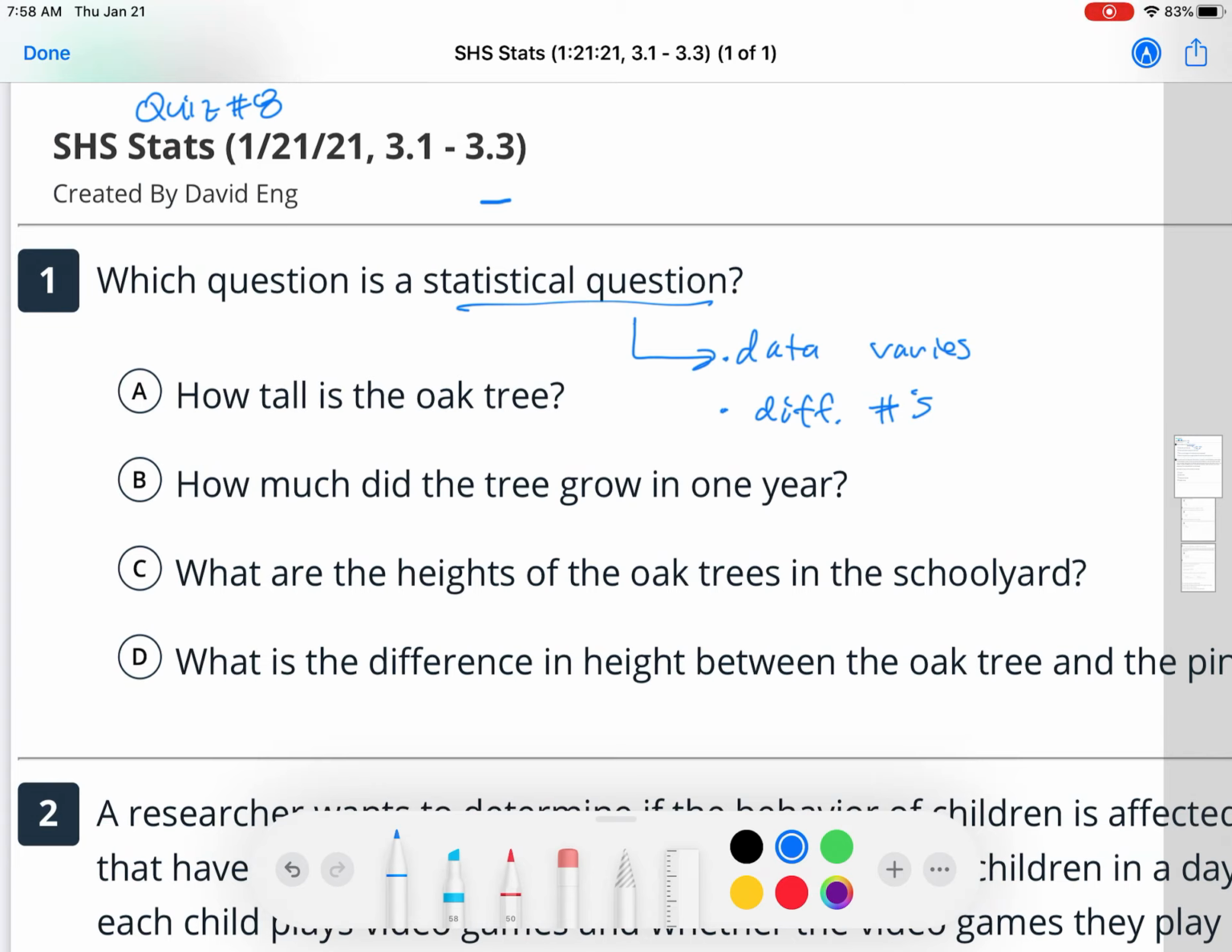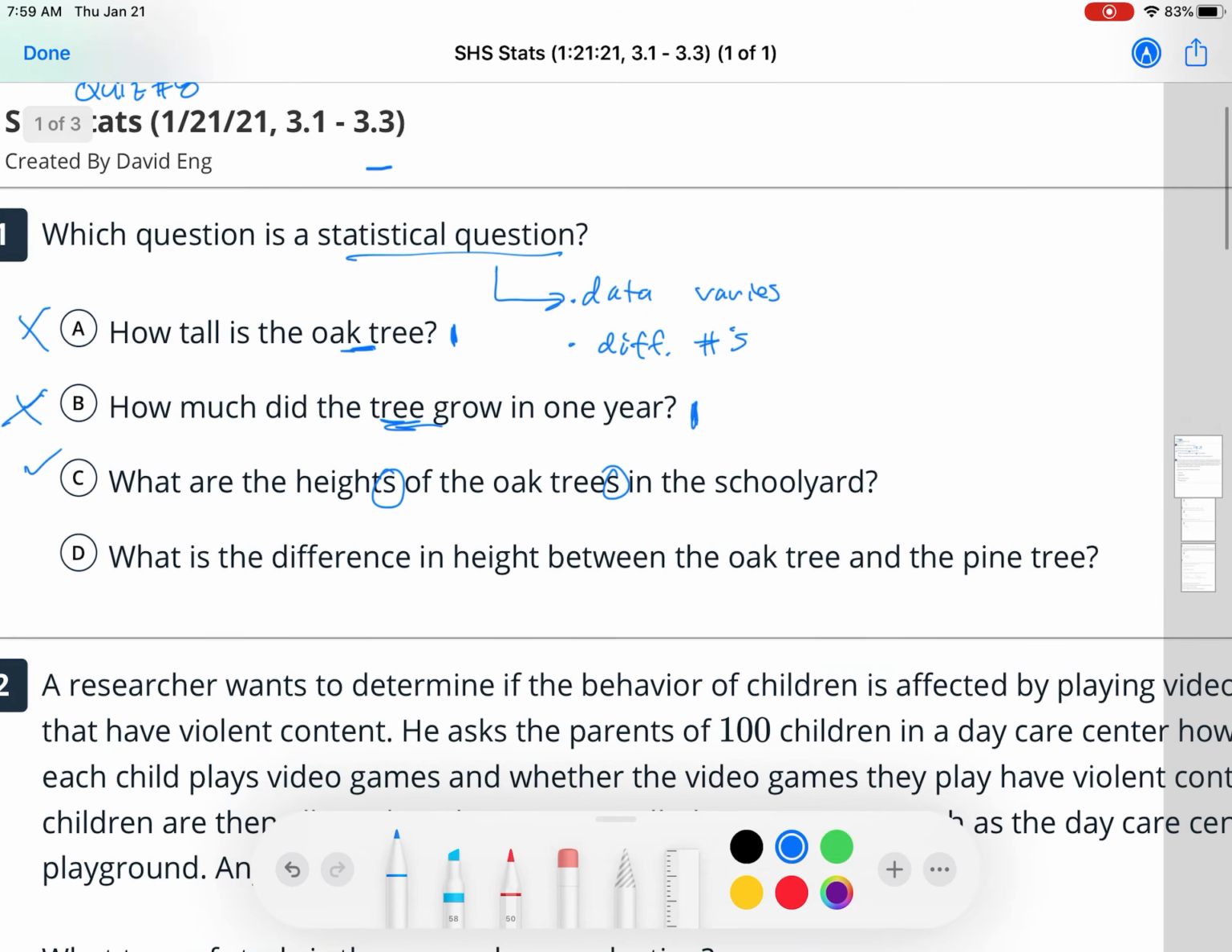How tall is the oak tree? This is singular, so this is only going to give me one number. How much did the tree grow? Well, you're just subtracting two numbers, so that's only one number. What are the heights? That's good, because there's going to be different amounts of trees, so plural. And what is the difference in height between an oak tree and a pine tree? Again, that's just going to be one number. So our answer is going to be C.